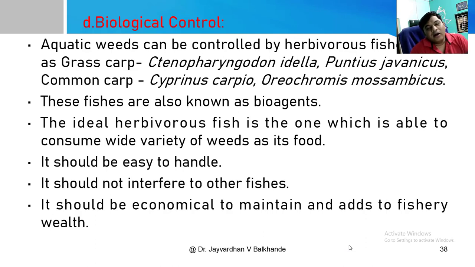There is no chemical, there is no manual method, but this biological control is very effective. So the aquatic weeds can be controlled by using herbivorous fishes such as grass carp, that is Ctenopharyngodon idella, then Puntius javanicus, then common carp, the exotic carp we have cultured in very huge quantity, that is called Cyprinus carpio. Then another fish called Oreochromis mossambicus, commonly called tilapia. So these types of fishes we can use to control some aquatic weeds from the water body.